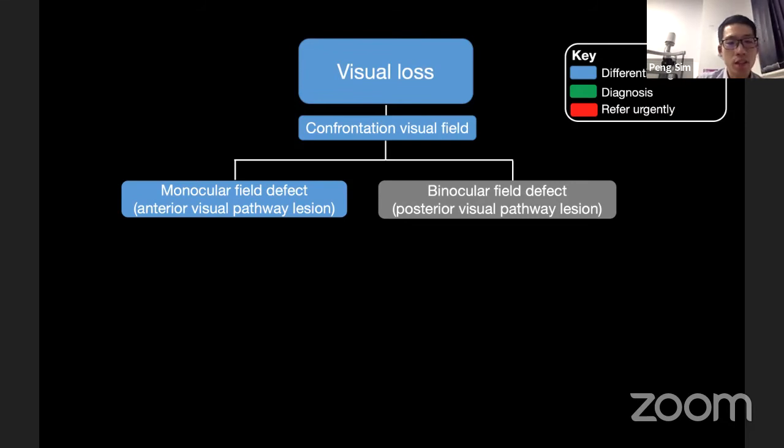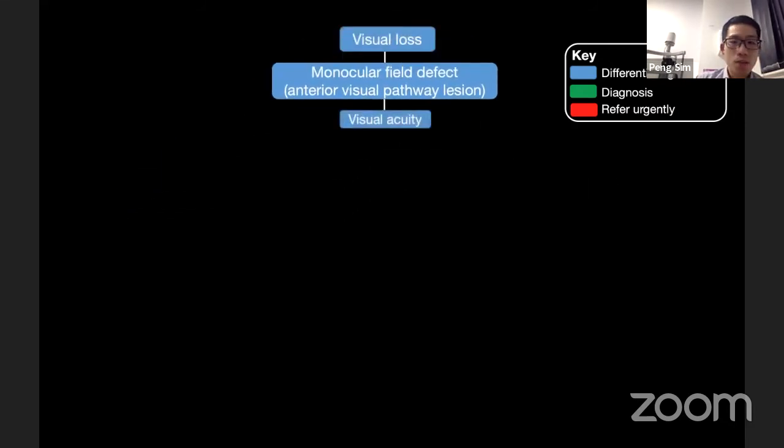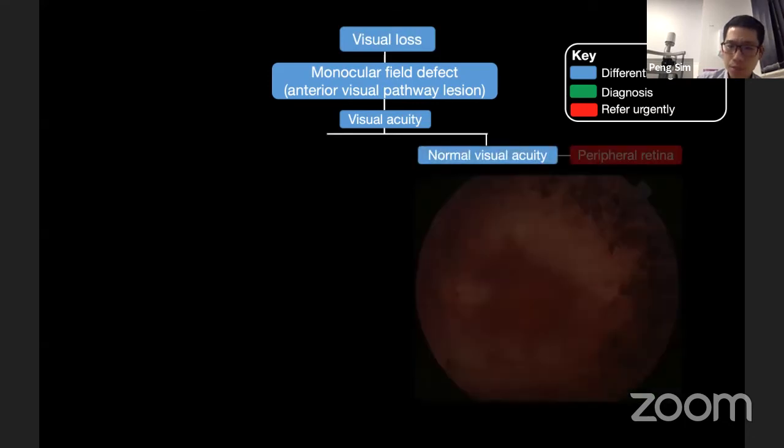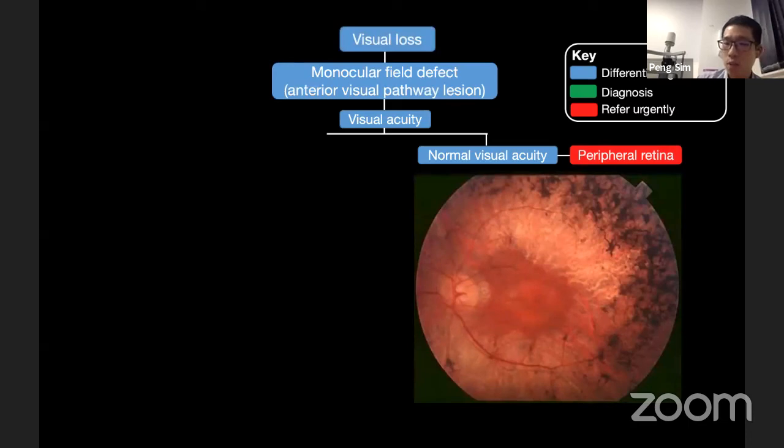As ophthalmologists, we are more interested in the monocular visual field defect because that's more to do with the eye itself. When we're faced with a monocular visual field defect, the first thing we want to know is what the visual acuity is, whether it's good or bad. If it's normal, then normally the issue is with the peripheral retina. The reason for normal visual acuity here is because the macula, which is in the center, is responsible for most of your visual acuity. So if this area is unaffected, but the peripheral retina is affected, then you would get a peripheral visual field defect.